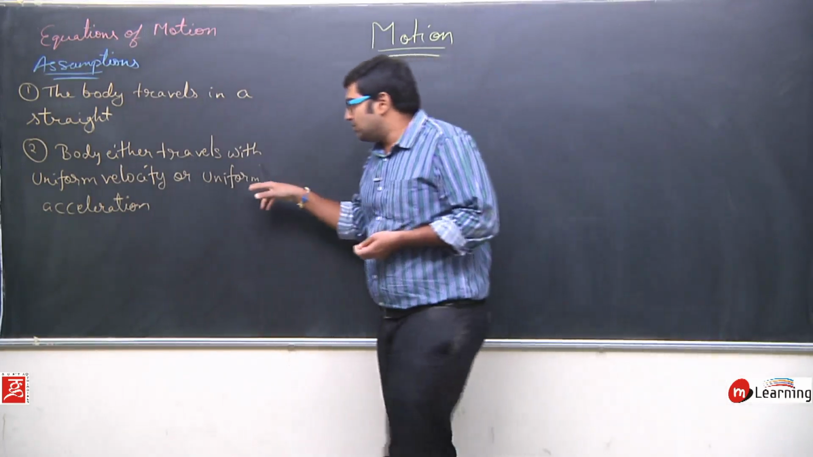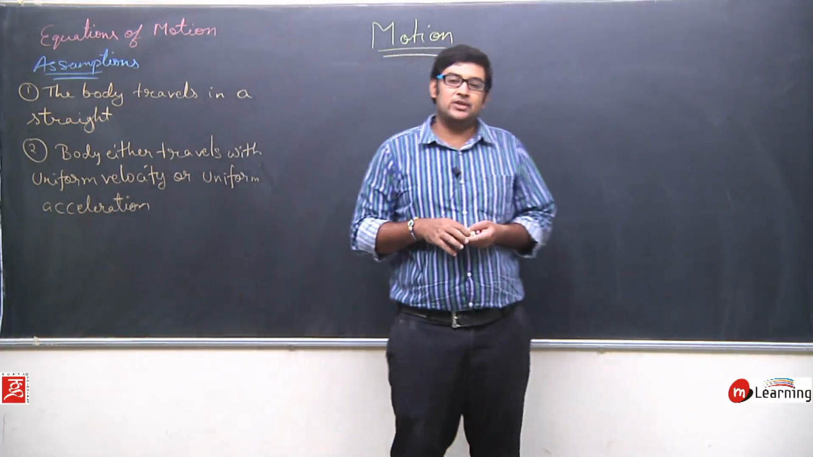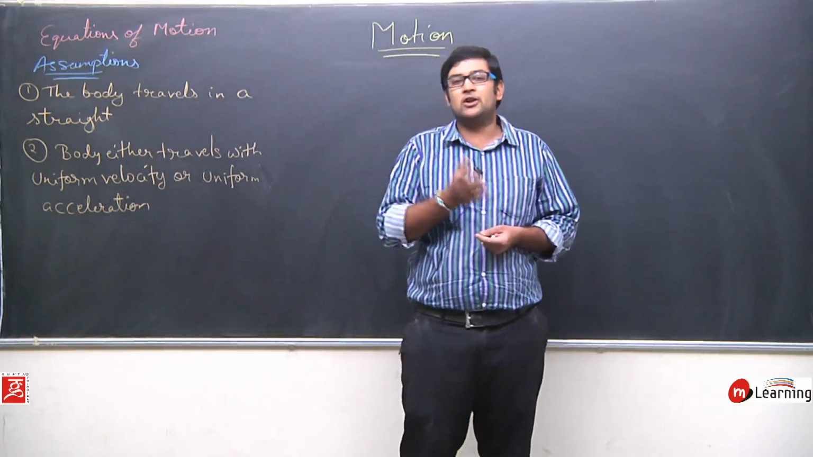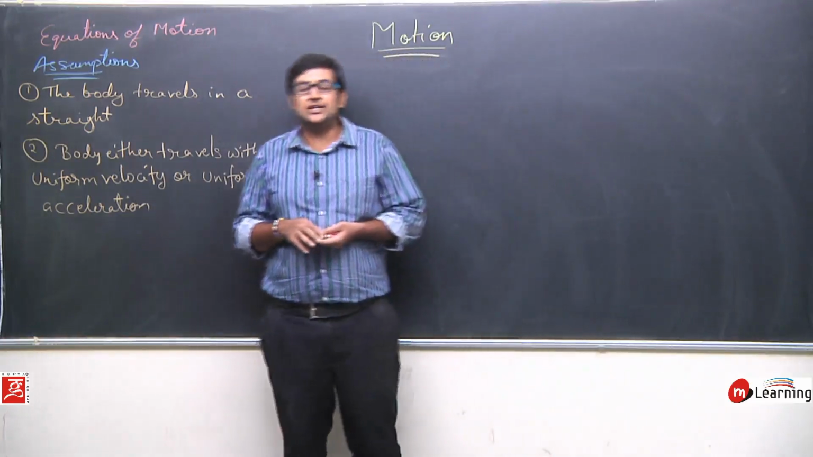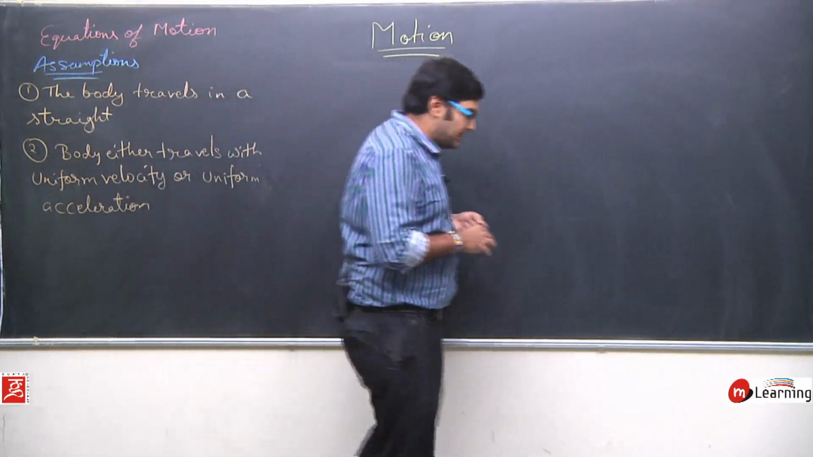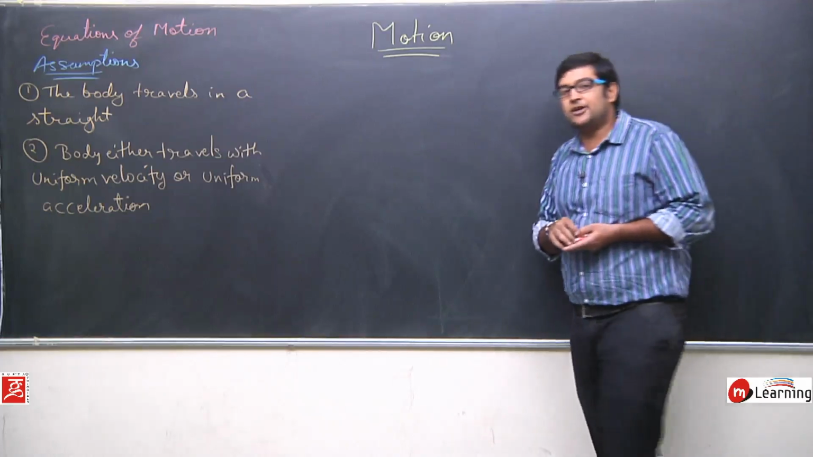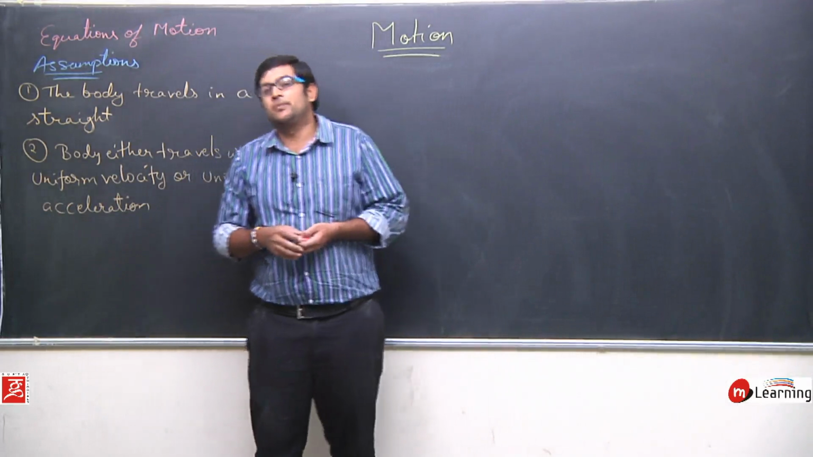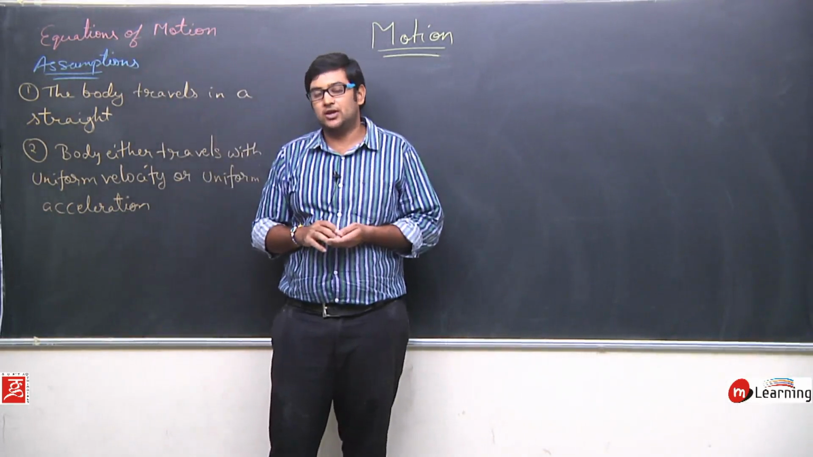So we will consider only those situations in which the acceleration of the body is uniform, that is a constant acceleration, that is the rate of increase of velocity is constant. Velocity is increasing at a constant rate. So using these two assumptions only, we will try to establish the relation between the different quantities of motion, and we will thus form what are called the equations of motion, okay.